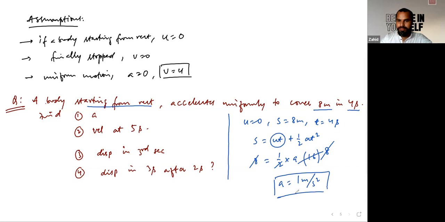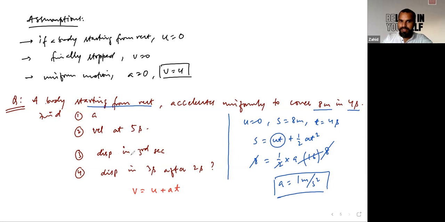Okay, on the basis of this particular value, we have to calculate the velocity at 5 seconds. So just use the first equation of motion. v is equal to u plus a t. We have u as 0, acceleration to be 1, and time is 5 seconds. Just put all these values and try to find it. Okay, good.